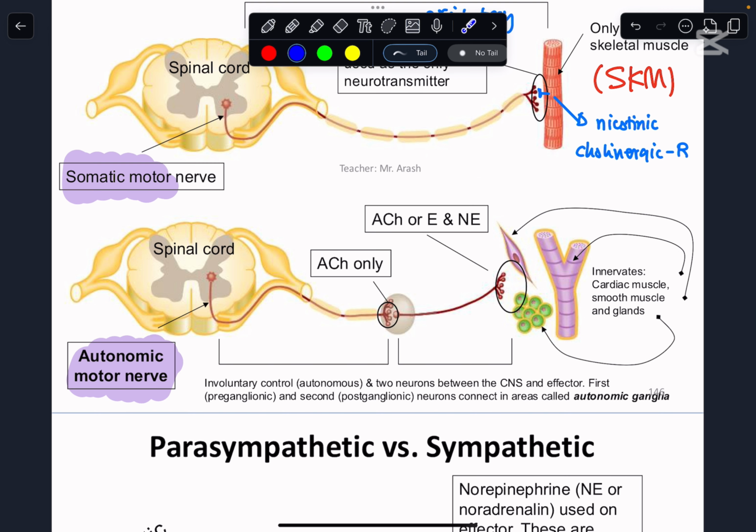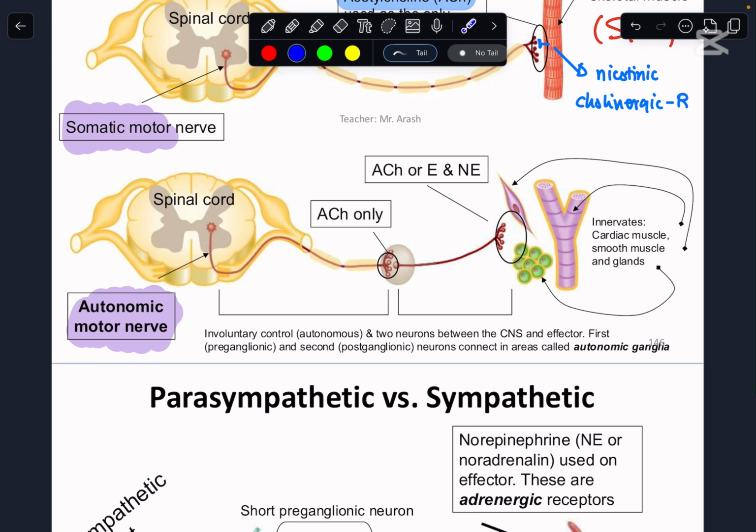When we look now at the autonomic branch, it's a completely different ballgame. First of all, we have two systems: sympathetic and parasympathetic. Secondly, we have two neurons. If you look closely here, the preganglion neuron always releases acetylcholine, right? So this is from the preganglion. And then here, you may get acetylcholine or epinephrine.